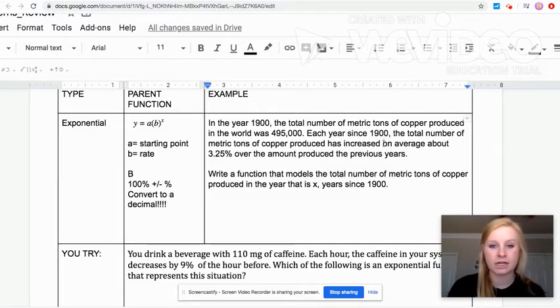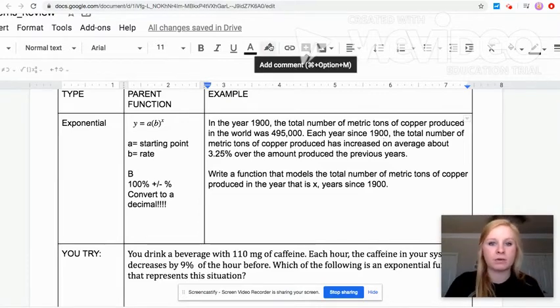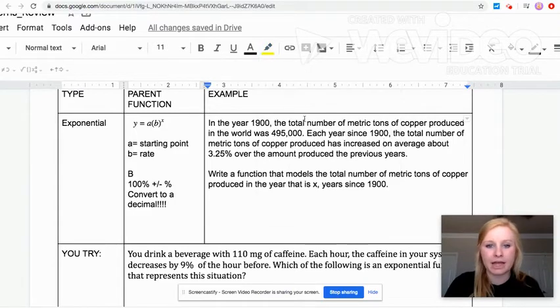Okay, so the very first thing I want us to do is go in and highlight everything we think is important. So 1900 is the starting point, that's just the year, but the actual starting amount of copper is going to be this 495,000. So I'm going to highlight that.